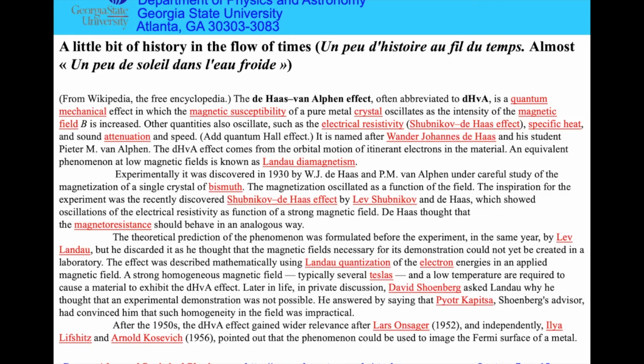Piotr Kapitsa convinced him that you cannot get such a magnetic field. It should be a very homogeneous magnetic field. Otherwise, different parts of the specimen will give oscillations out of phase, because the frequency and phase of oscillation depend on the magnetic field. So very high homogeneity of field is required. It was impractical. Well, time passed, and very soon after the prediction, actually a month after, two scientists from the leading scientific establishment at the time, the University of Leiden, which still exists and is still an excellent institution for physics, found this effect. So never say that an effect is unimportant because it cannot be observed experimentally.